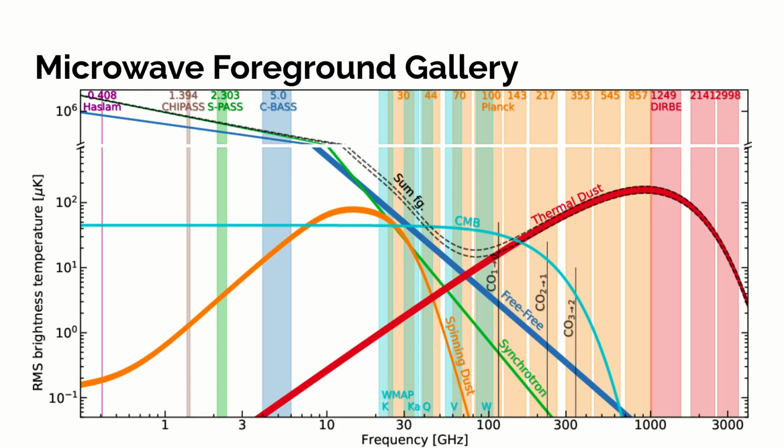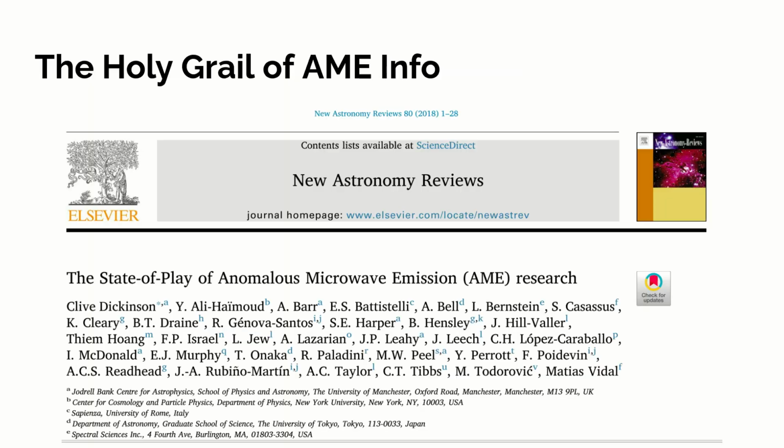As always, we'll start by first refamiliarizing ourselves with the microwave foreground gallery, and this lecture will be focused on the orange line here, which is labeled spinning dust emission. You can see that it is one of the three strong foregrounds below 70 gigahertz, and it is important, therefore, to understand this emission mechanism to be able to disentangle it from the other two strong emission mechanisms here.